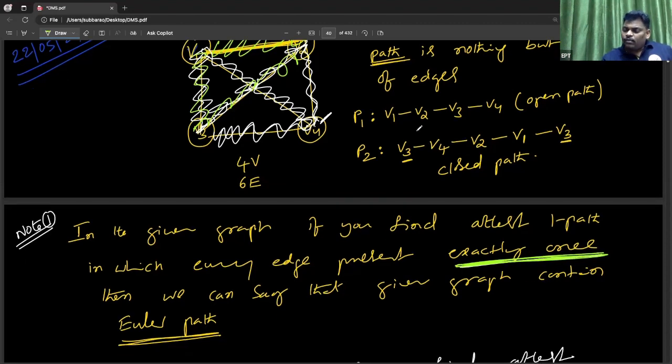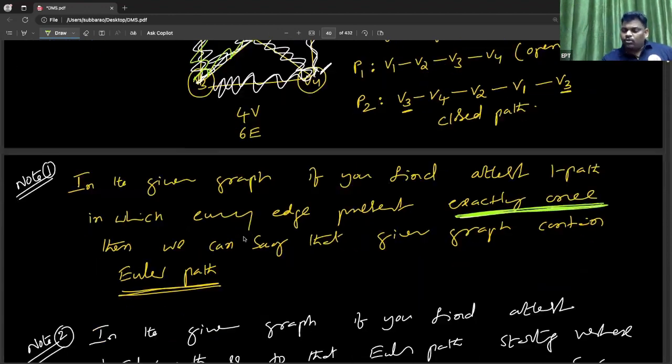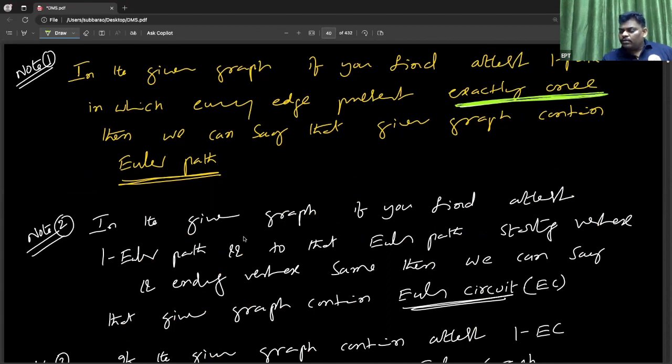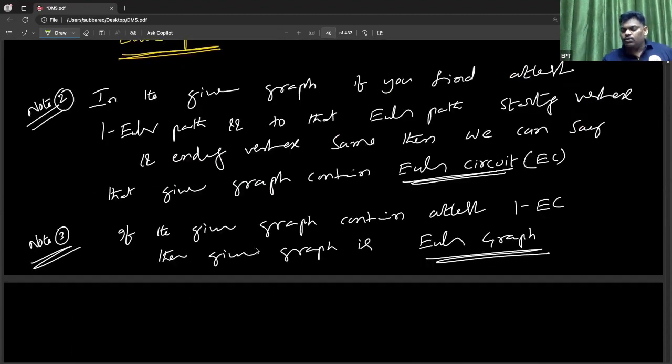If I say the path definition also, I can go directly. Path means simply a collection of edges, a combination or sequence of edges. See the Euler path: every edge should be visible exactly once. And one more, if that path has the same starting vertex and ending vertex, it is an Euler circuit. And one more thing, if an Euler circuit is there, the given graph is an Euler graph.